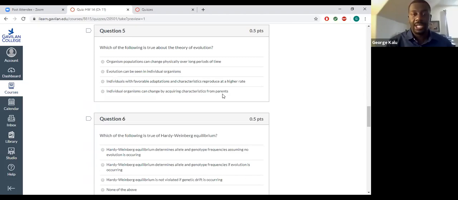Okay, number 5. Which of the following is true about the theory of evolution? Okay, so we have A, organism populations can change physically over long periods of time. Okay, B, evolutions can be seen in individual organisms. C, individuals with favorable adaptations and characteristics reproduce at a higher rate. And D, individual organisms can change by acquired characteristics from parents. Right. Exactly. So organism populations can change physically over long periods of time. Exactly. Good.